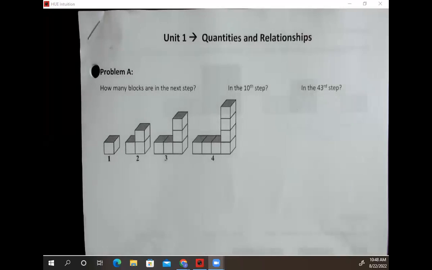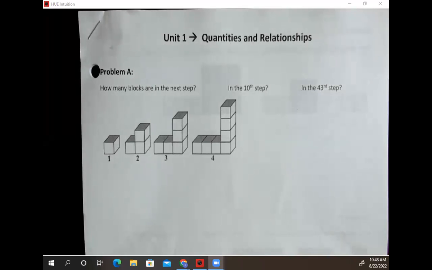Okay, so for today, we are going to start Unit 1. You have your new notes packets that you got last time. What we're going to talk about in Unit 1, the beginning of our actual Algebra 1 material, is something called relationships and quantities. So we're looking at how one thing is related to another thing.